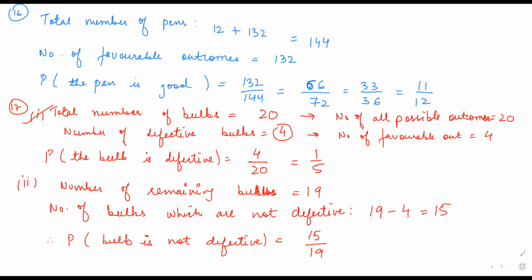Okay, now next question, 18. A box contains 90 discs, which are numbered from 1 to 90. If one disc is drawn at random from the box, random means it's a fair selection. Every outcome is equally likely here. So if one disc is drawn at random from the box, find the probability that it bears a 2-digit number.